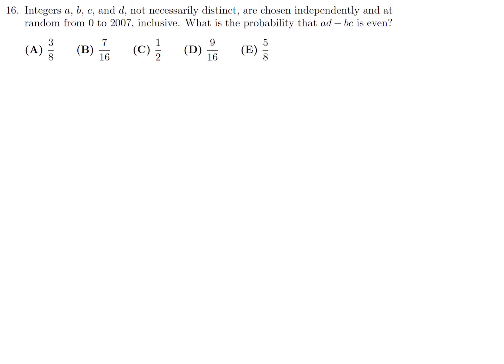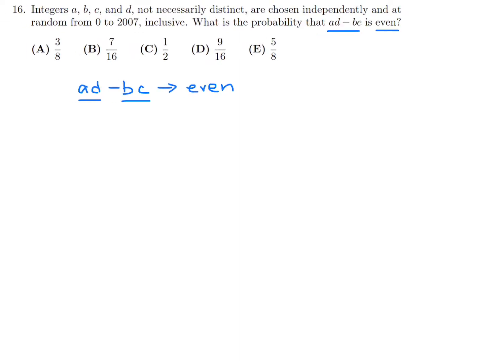Integers a, b, c, and d, not necessarily distinct, are chosen independently and at random from 0 to 2007 inclusive. What is the probability that AD minus BC is even? AD minus BC, and we want this to be even. All right, so we've got to look at a few scenarios here. We have two numbers that when subtracted give you an even result. And how does that work? How does that happen? Well, let's look at the possible scenarios.